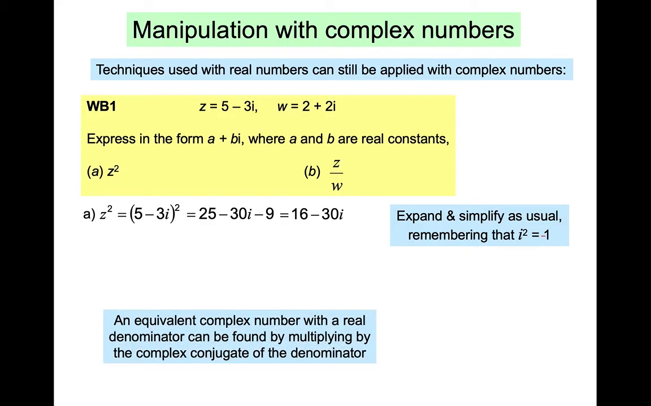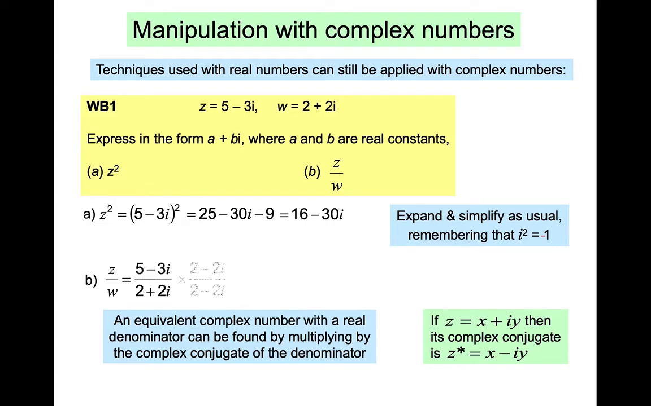Okay, let's have a look at our next one. Now, an equivalent complex number with a real denominator can be found by multiplying by the complex conjugate of the denominator. That sounds complicated. However, it looks very similar to what you'll be used to doing when you try and rationalize a denominator with surds. Okay, very good. Let's see, can you use the knowledge that you've just taken in to answer this question here? Okay, can you pause the video and have a go?